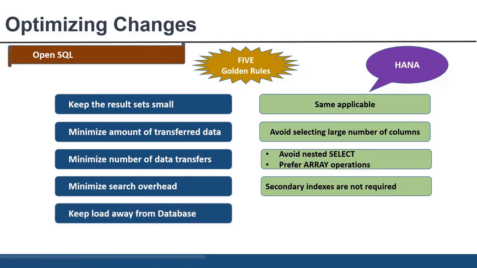Fifth rule, keep load away from the database. Avoid redundant reading and use table buffering. For HANA, use code pushdown techniques.